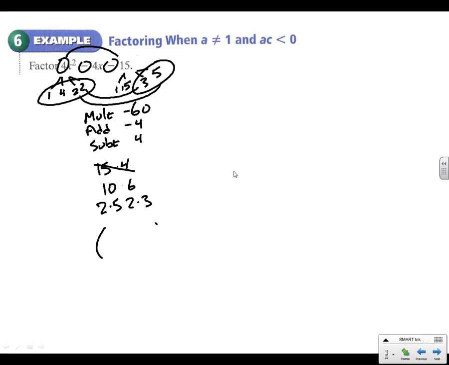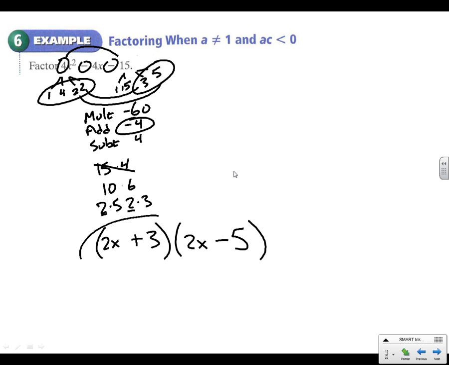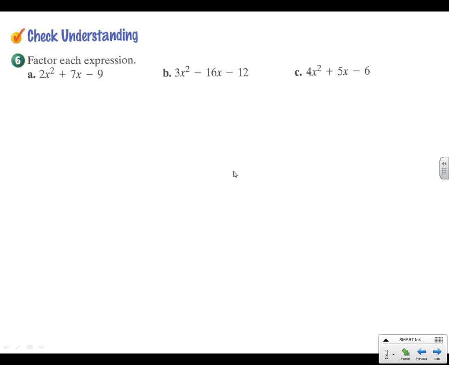So let's set this up. The 2's were with the x's, right? Those 2's were with the x's, so we've got 2x and 2x. And then we had 3 and 5. All right, so on this one, we know that the signs are different. One's a positive, one's a negative. And when we add them, we're going to end up with a negative. So we want the bigger number to be negative. So it's a negative 5 and a positive 3. A lot going on there, right? A lot of pieces to put together. See if you can do it for 6A, B, and C.